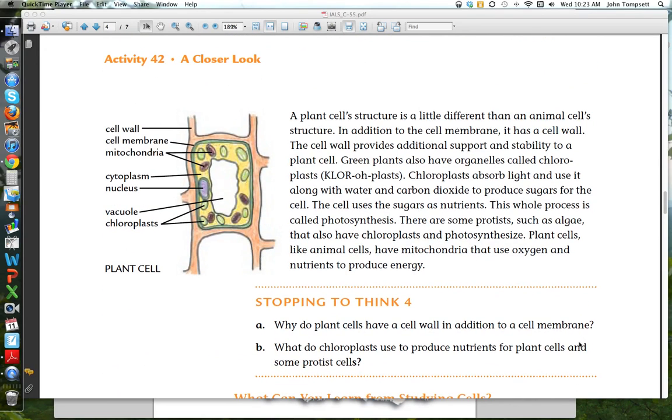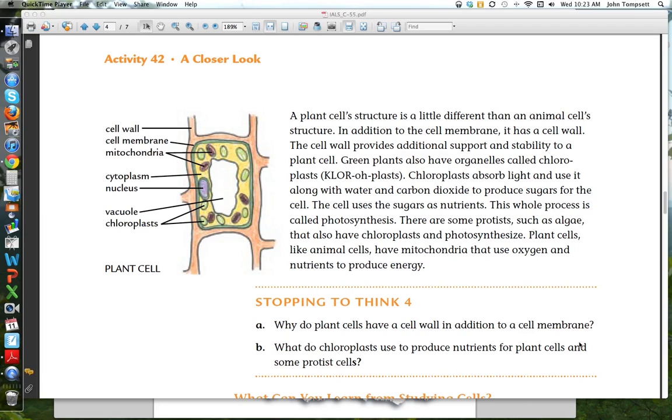A plant cell's structure is a little different than an animal cell's structure. In addition to the cell membrane, it has a cell wall. The cell wall provides additional support and stability to a plant cell. Green plants also have organelles called chloroplasts. Chloroplasts absorb light and use it along with water and carbon dioxide to produce sugars for the cell. The cell uses the sugars as nutrients. This whole process is called photosynthesis.